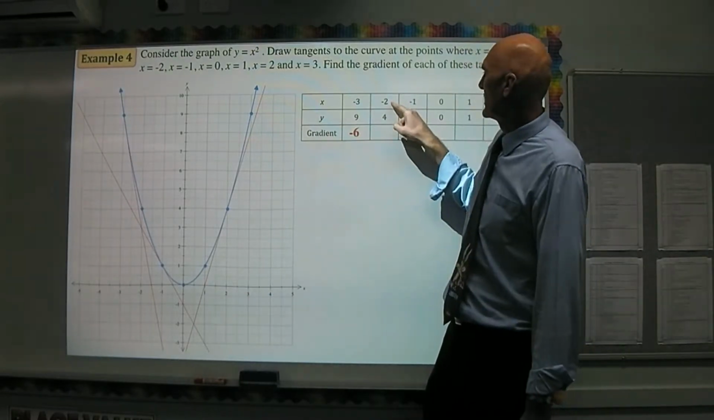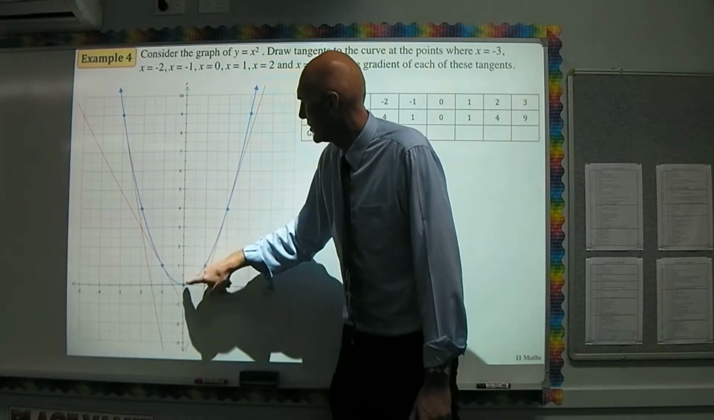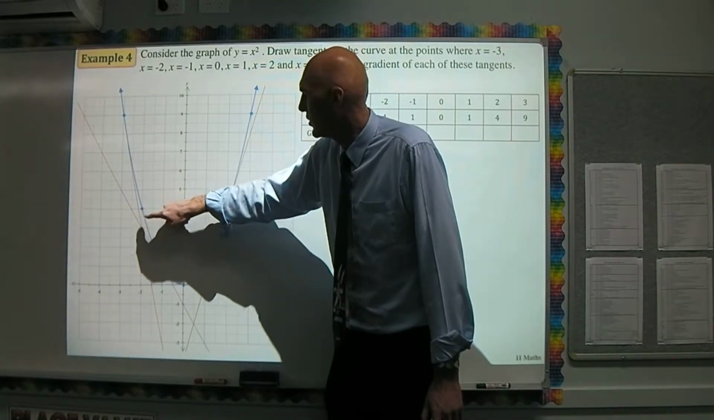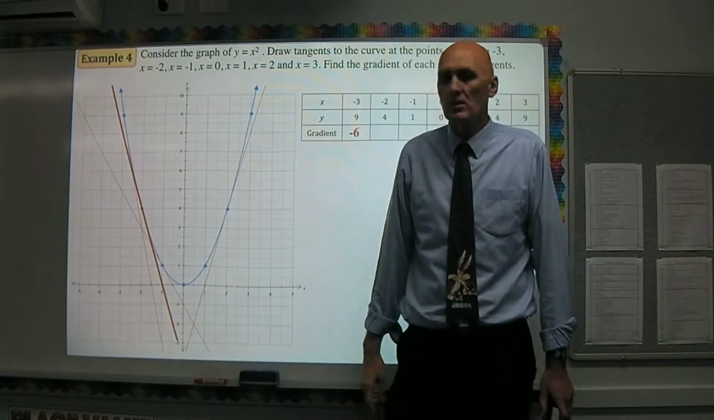Let's go to the next point, negative 2 comma 4. That's that point there, out 2, up 4. At negative 2 comma 4, I can see my tangent. I've just made it a little bit darker so you can see it.